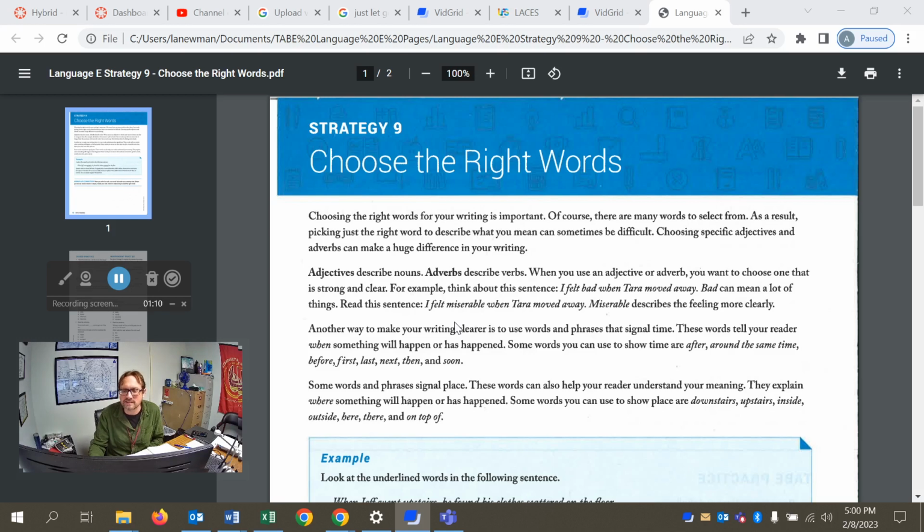For example, think about this sentence. I felt bad when Tara moved away. Bad can mean a lot of things. Read this sentence. I felt miserable when Tara moved away. Miserable describes the feeling more clearly.